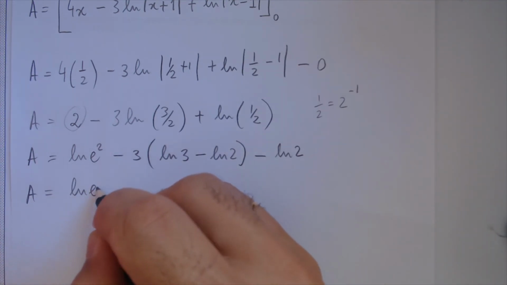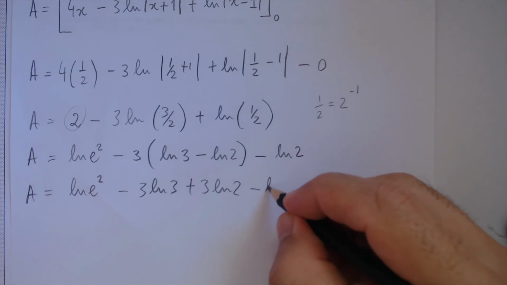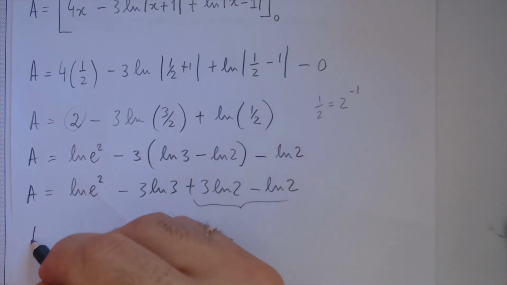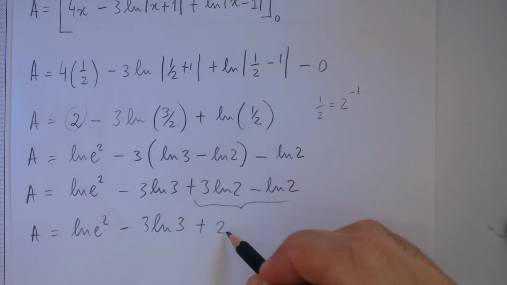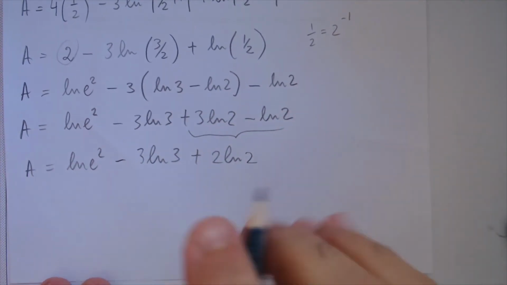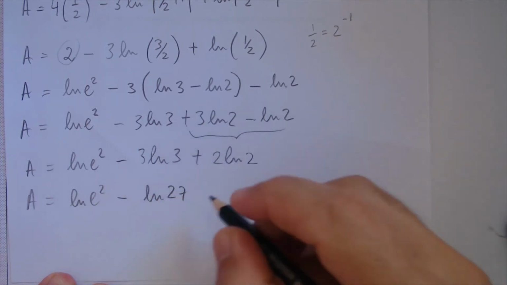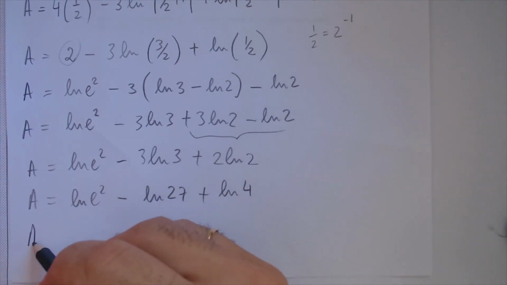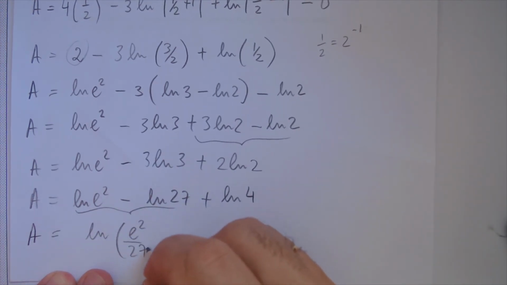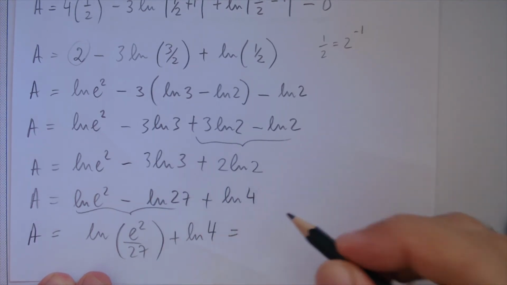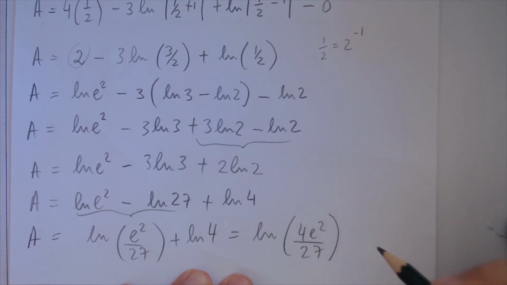A is equal to ln e squared minus 3 ln 3 plus 3 ln 2 minus ln 2. Combining these two terms, we get ln e squared minus 3 ln 3 plus 2 ln 2. And A is equal to ln e squared minus ln 27 plus ln 4. Putting these together, A is equal to ln of e squared over 27, plus ln 4, which is the same as ln of 4e squared over 27, and that's D.